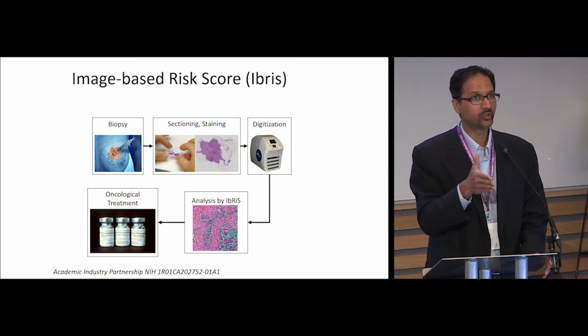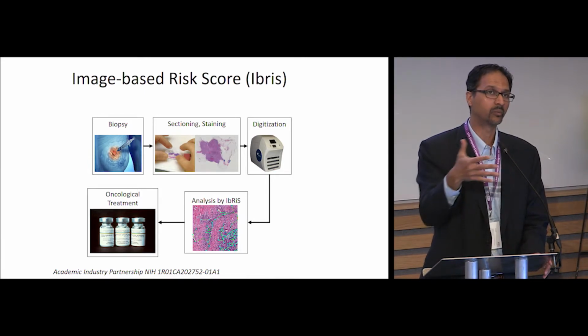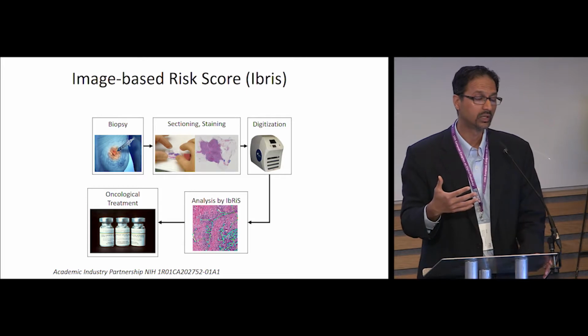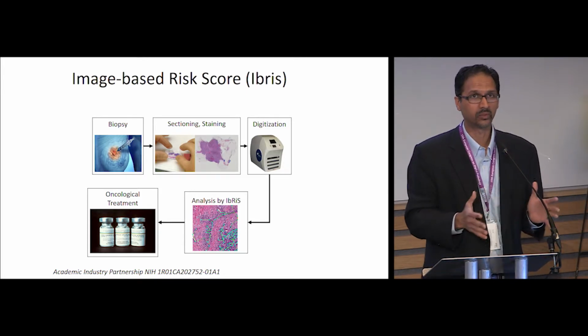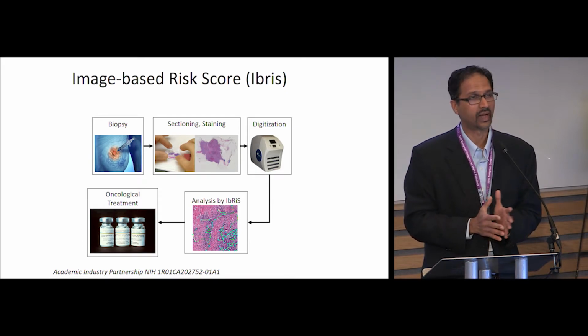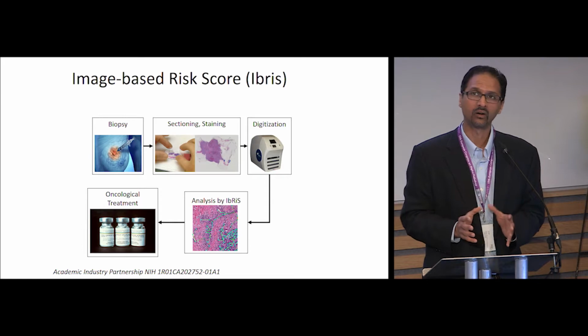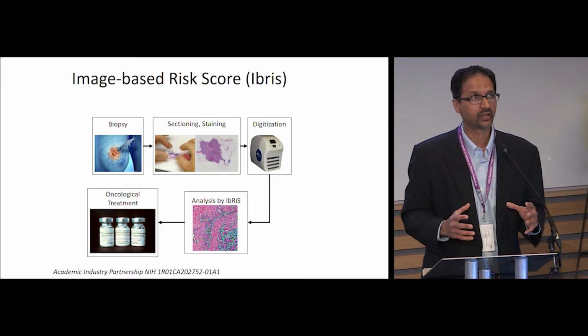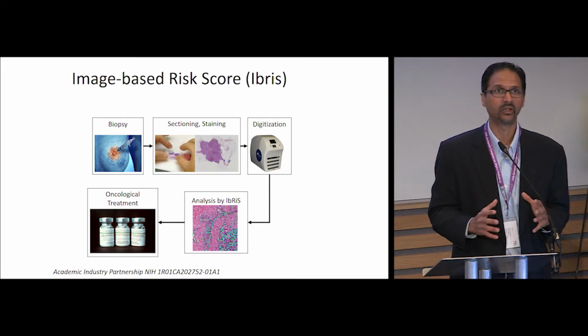Can we identify, using this approach, which women are going to benefit from chemotherapy following surgery and which women are not? And so, analogous to the Oncotype risk score, we came up with the idea of the image-based risk score. And the idea was to essentially do AI based off digital pathology slides, which of course was nice because you were not disrupting the clinical workflow.